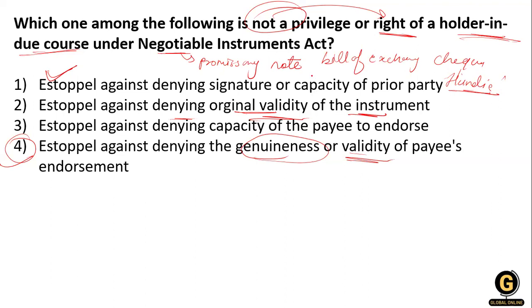Clear. Now, the estoppel against denying the capacity of the payee to endorse. If the maker or the acceptor of the negotiable instrument has no capacity to do this, in that case he has a right to deny it. But if the thing is genuine and valid, in that case he has to accept it. So option number 4 is right over here.